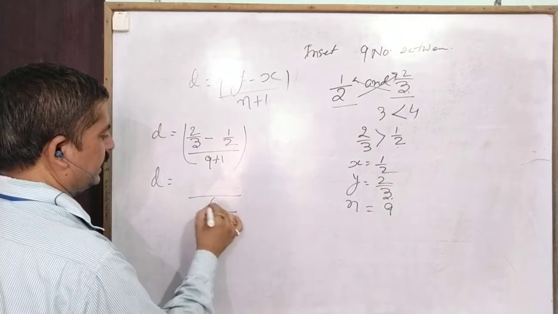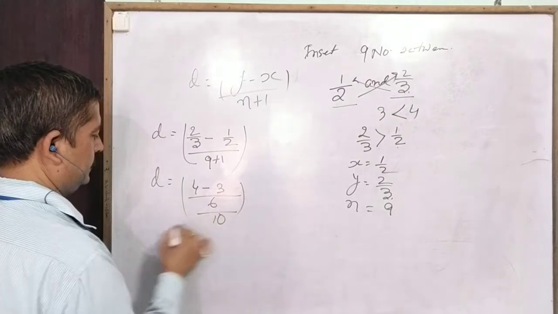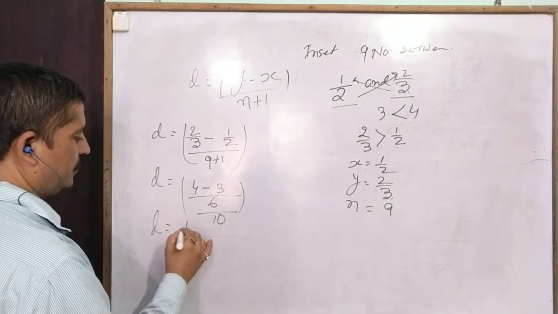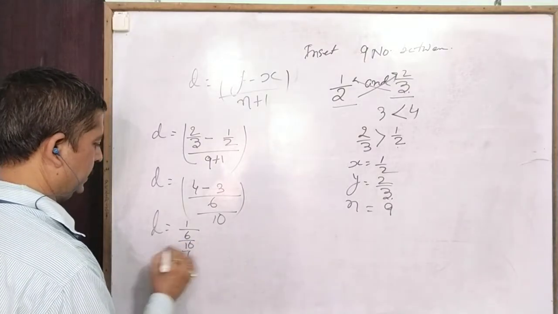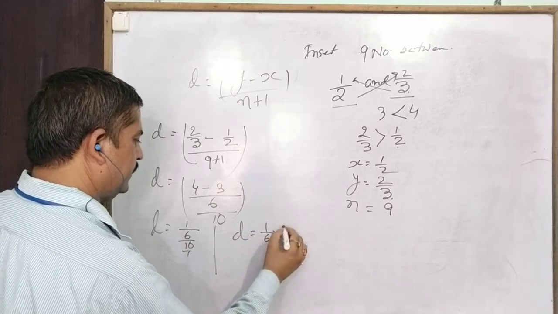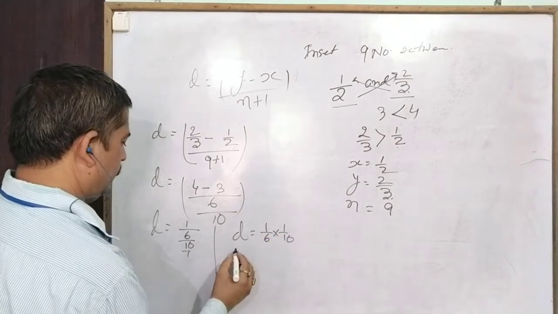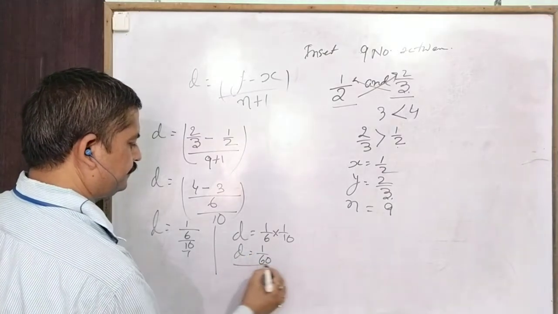3 and 2 is 6. So 4 minus 3, so d is equal to 1 by 6 by 10 by 1. So d is equal to 1 by 6 into 1 by 10. So d is equal to 1 by 6.